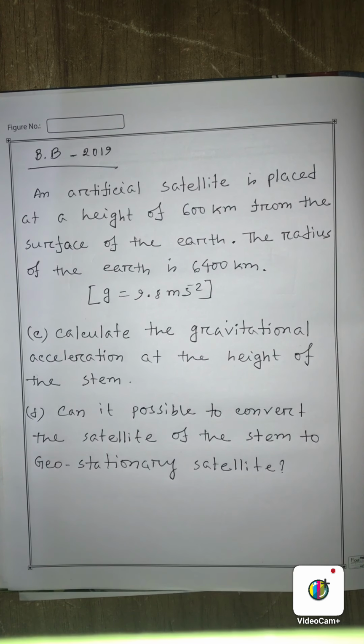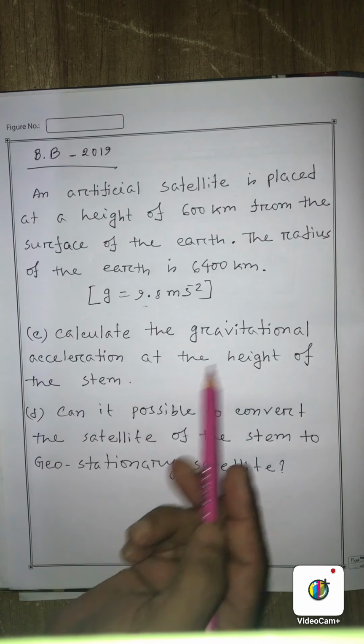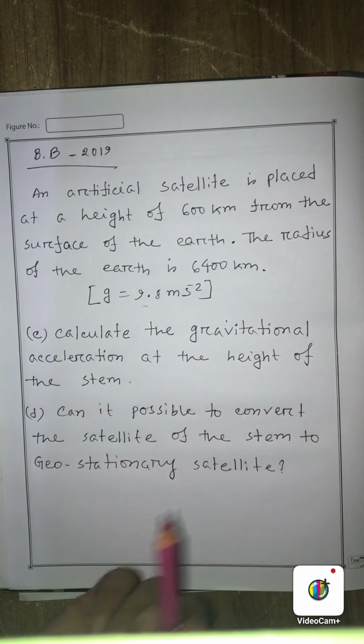Now we solve a creative question, Barishal Board 2019. Here the question is: an artificial satellite is placed at a height of 600 km from the surface of the earth. The radius of the earth is 6400 km. The gravitational acceleration at the surface of the earth is 9.8 meter per second squared. Question C: calculate the gravitational acceleration at the height of the satellite.